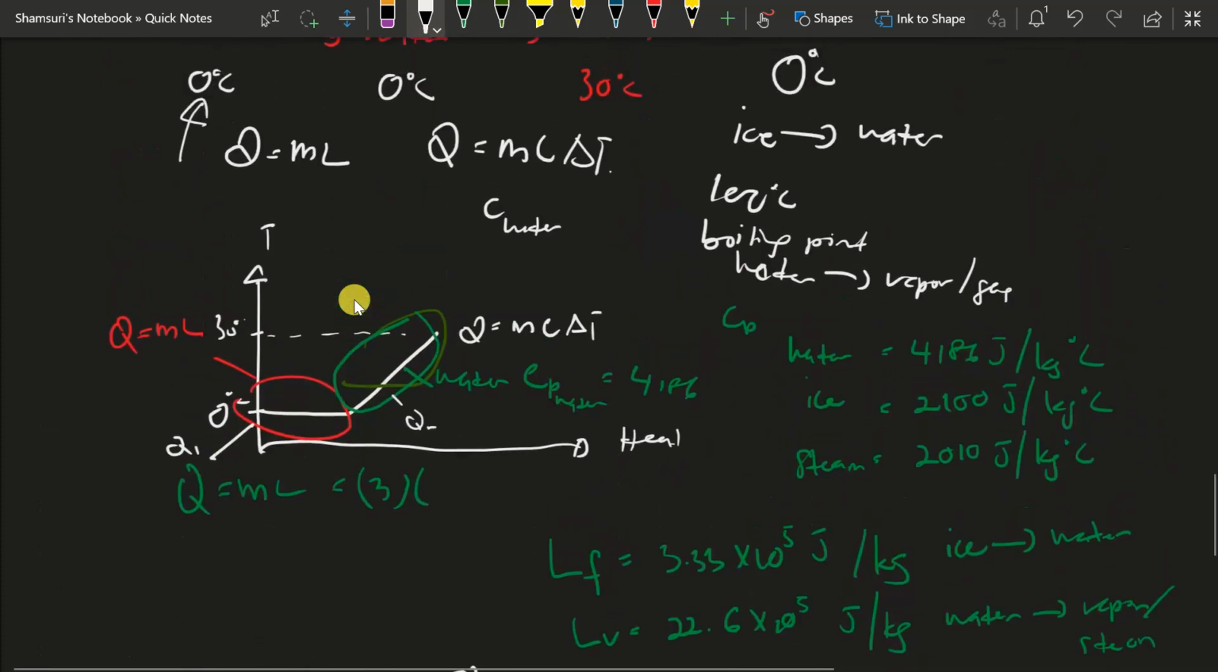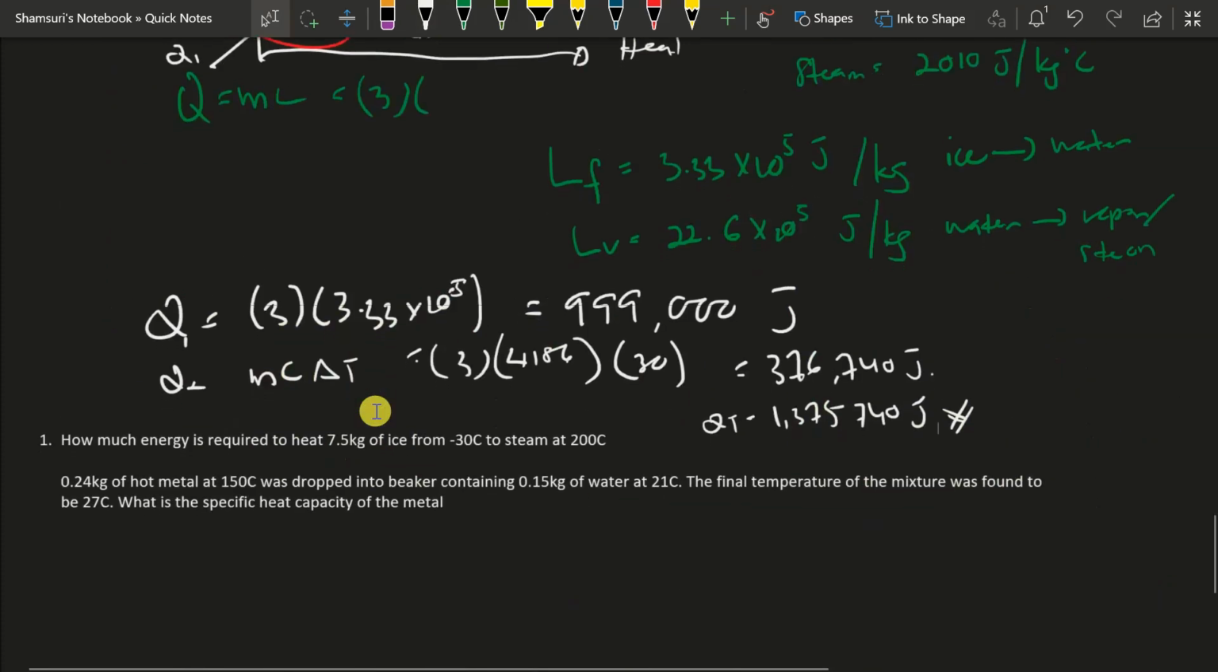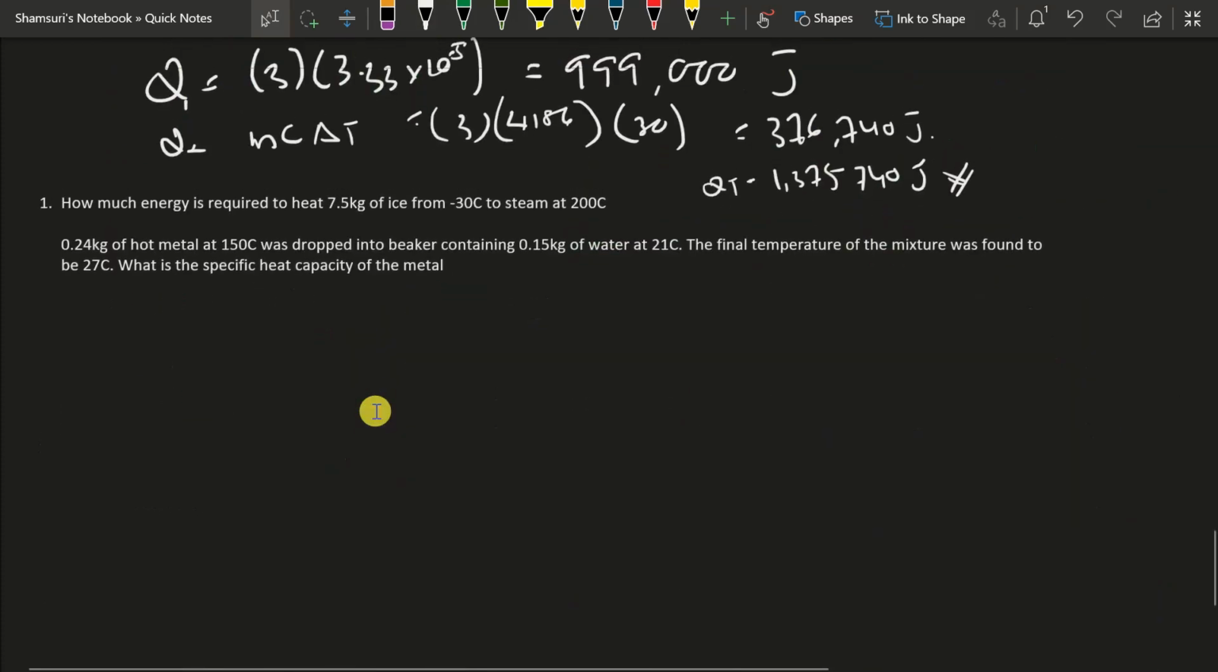Okay, let's go through this question. This is Q1 and this is Q2. For Q1, we have to separate it, from ice at 30 degrees to steam at 200 degrees. So the fusion stage, okay, maybe I can change this one.